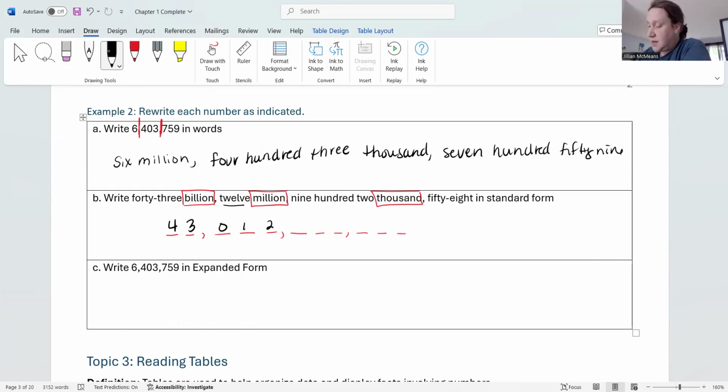Okay. Now we have 902,000. 902 we can write. That's 902. And then finally, we end with just plain old 58. Well, we have to have 3 digits for this last period. 58's only 2 digits. So just like before, we're going to start with a 0 and then end in 58. So that is 43 billion, 12,902,058.